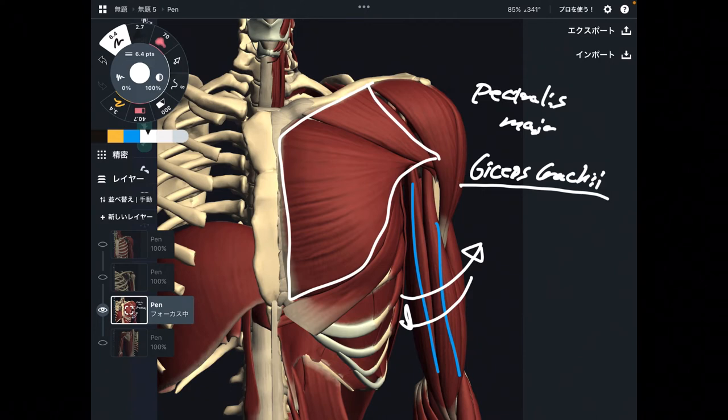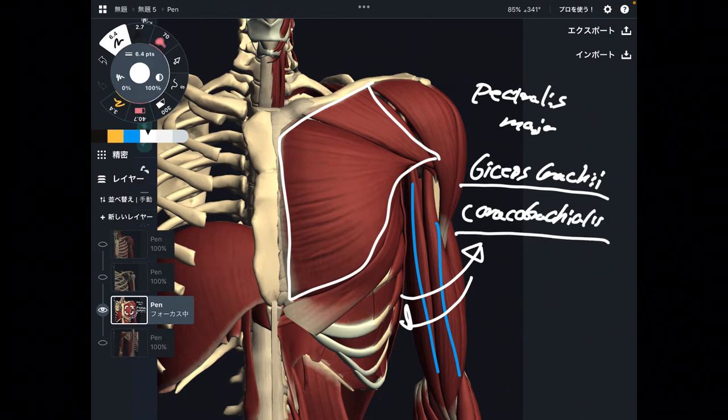And deep to biceps, there's one muscle. That's coracobrachialis. Coracobrachialis. This muscle also can do shoulder adduction. Okay, biceps, coracobrachialis, done. One more thing, actually two more things.